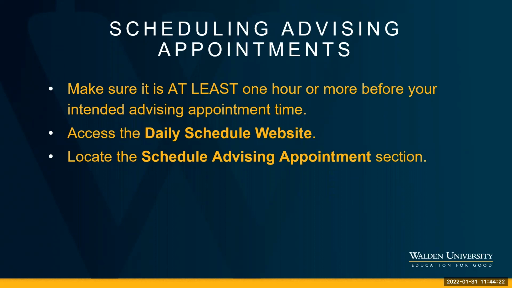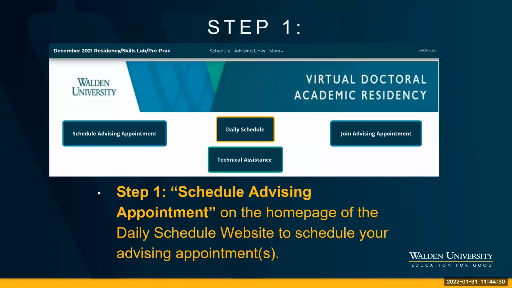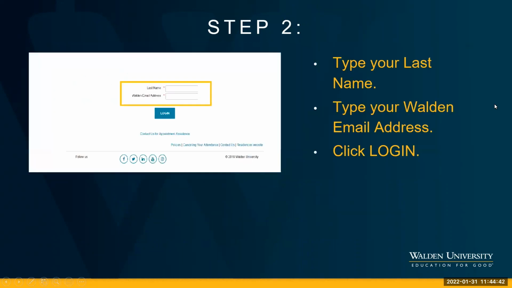You will access your daily schedule website and locate the Schedule Advising Appointment section. So here's another visual here of the daily schedule website. You will click on the Schedule Advising Appointment section. This section will contain the link to the advising system, which will open up on your computer.